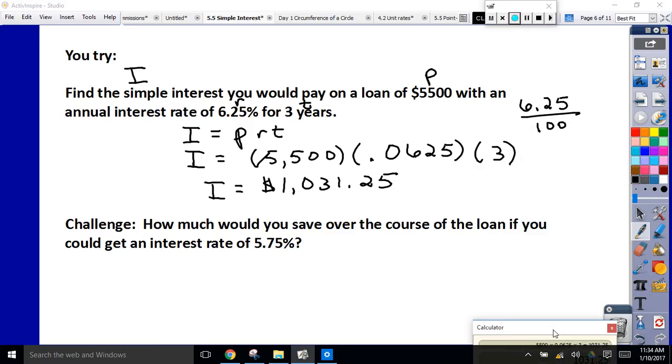Okay, the challenge question: how much would you save over the course of the loan if you could get an interest rate of 5.75%? Madison. $82.50. Good. You would save $82.50. How many of you did the challenge problem yesterday and got that as an answer? Okay, a few of you. Can you tell us, Madison, what you did first to solve this problem?